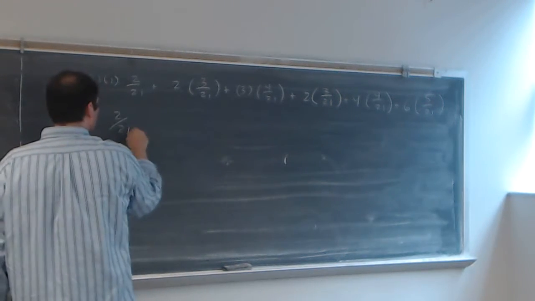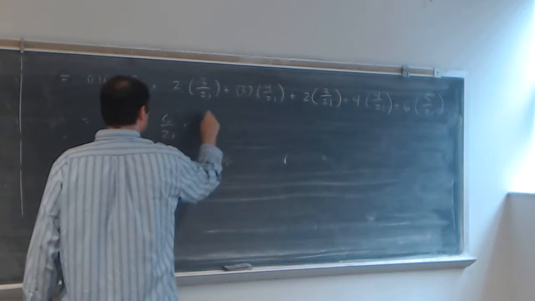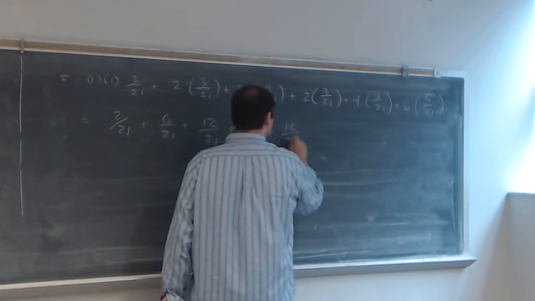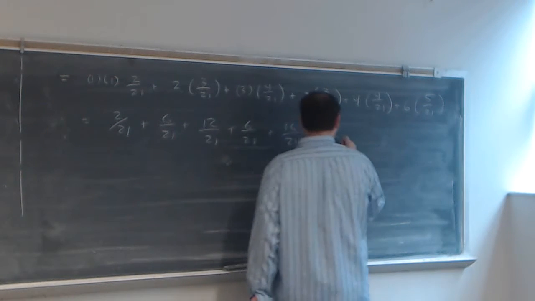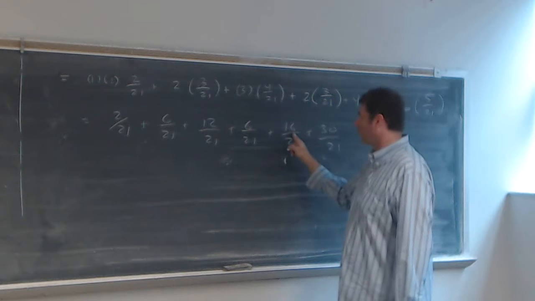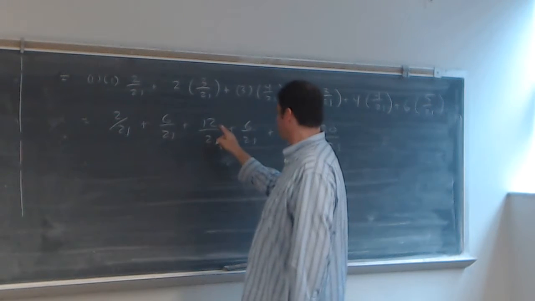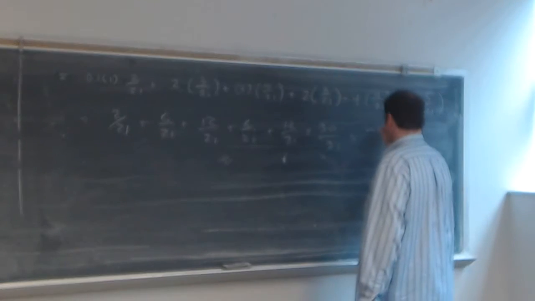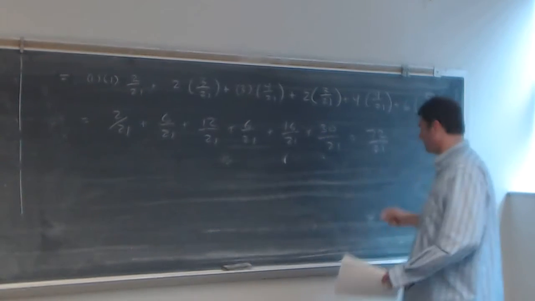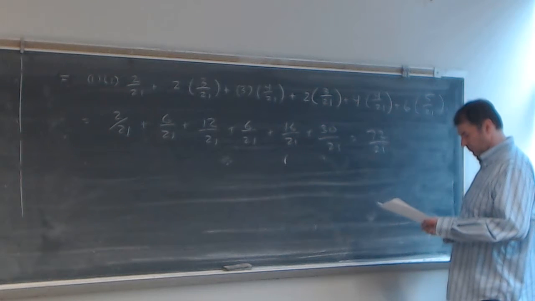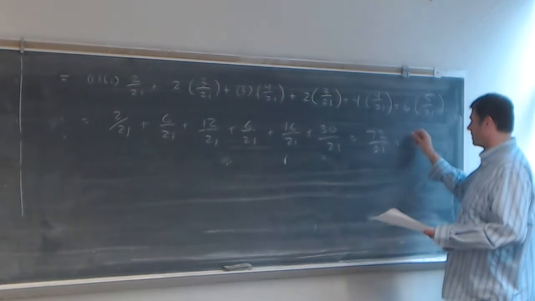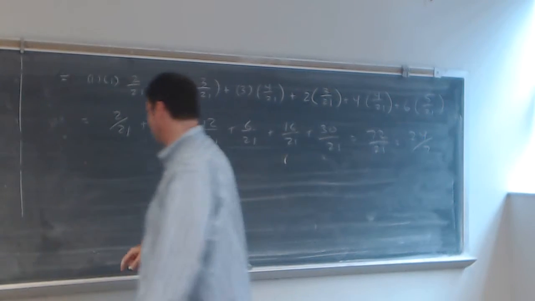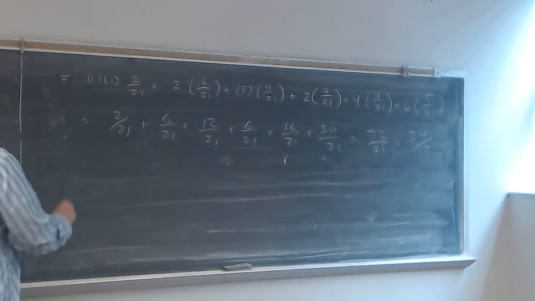So this is 2 over 21 plus 6 over 21 plus 12 over 21 plus 6 over 21 plus 16 over 21 plus 30 over 21. Okay, so this is 30, 46, 52, 54, 64, 70, I think it's 72 over 21. And definitely that can be reduced. 3 goes into both of them. It's 24 over 7, and that's the previous number that I got when I worked before the lecture.